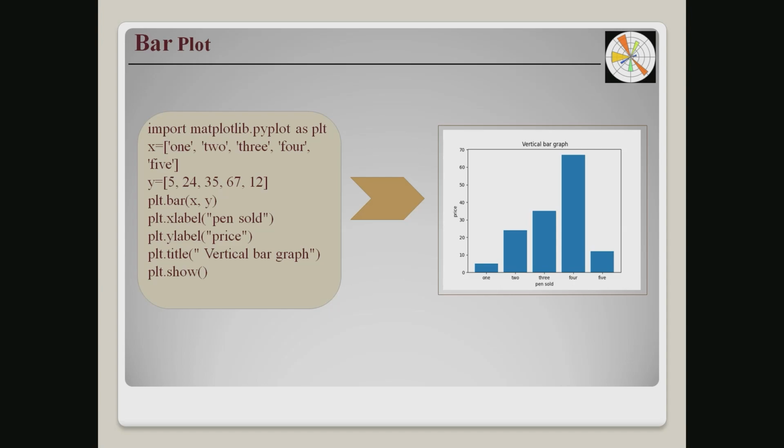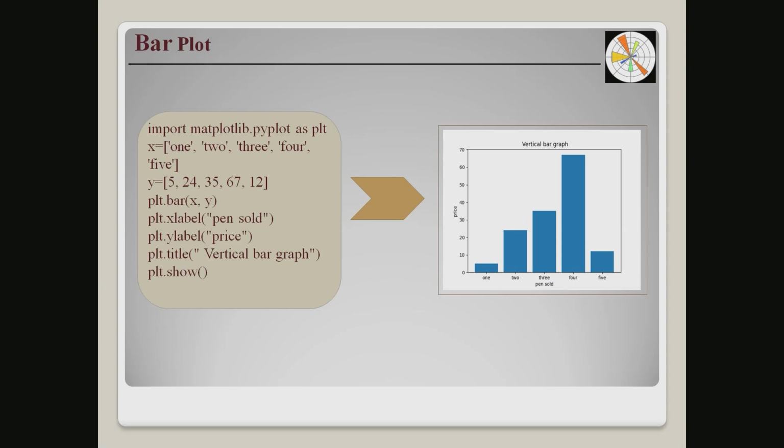Next, for plotting the bar plot we need the bar method. So here we have used two parameters, x and y. According to the x-axis value and y-axis value, your bar will be created on the plot. And we have given the x label, y label, and we have given the title for the graph. So here we have created a vertical bar graph.